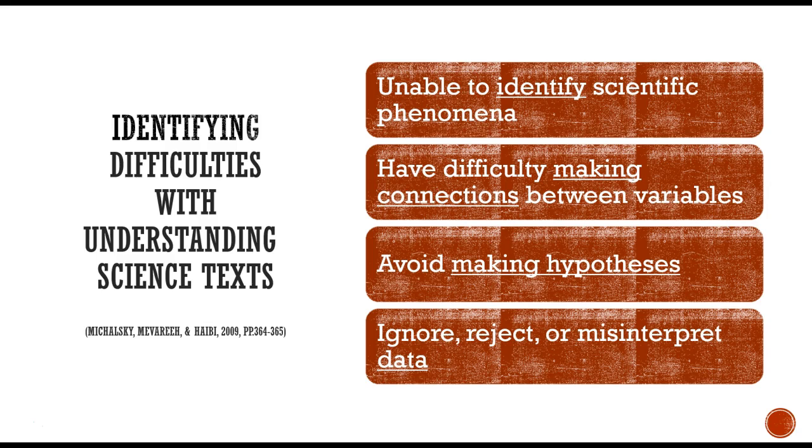Students struggle with comprehending scientific texts for the following reasons. Number 1, they are unable to identify the scientific phenomenon. Number 2, they have trouble identifying relevant variables and the connection to one another. Number 3, they often avoid making hypotheses. In some cases, they worry that their assumptions will be incorrect and in turn wait to be told what the answer is rather than making an educated guess. Number 4, when presented with research-based data, students tend to ignore, reject, or misinterpret the actual results of the research.